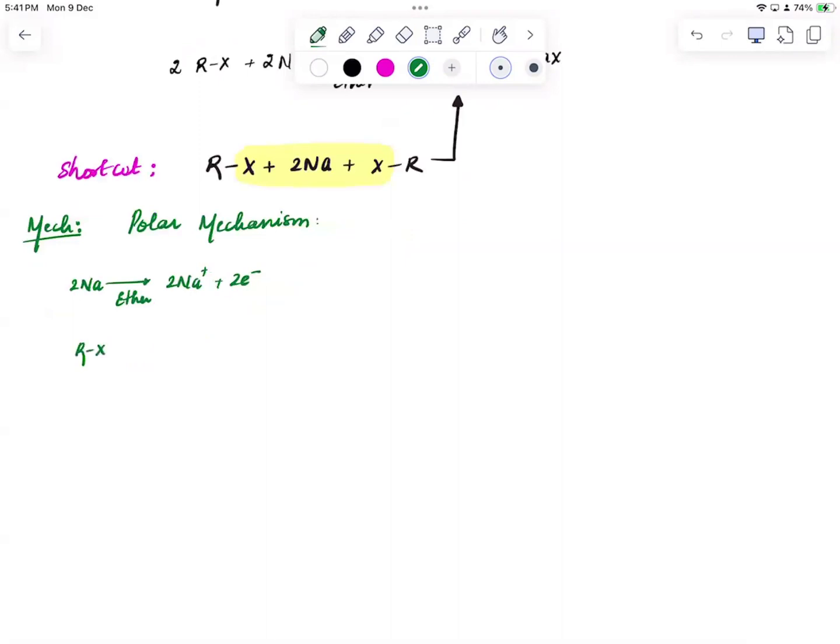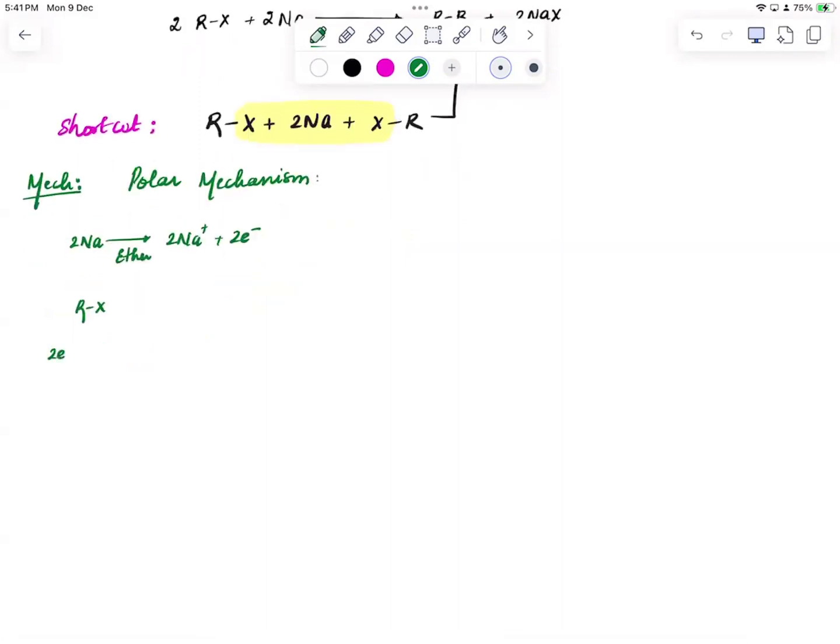Now I have RX here and two electrons are approaching. This is step 1, this is step 2. So these two electrons will approach on R, try to remove this X, and you'll get R minus and X minus. Because they have the same charge, they'll repel. And now the third step will be about this R minus again attacking on RX as a nucleophile, and this will proceed via the SN2 mechanism, where you will get R-R and X minus has been formed. Correct?